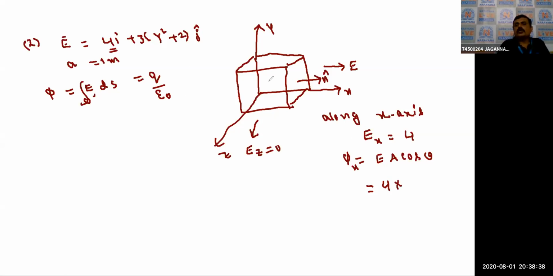Side length is 1, no? So this is a cube, meaning the face is a square, so 1 into 1 means area 1. Then how much do you get here? This is 4. Electric flux along this side is 4.